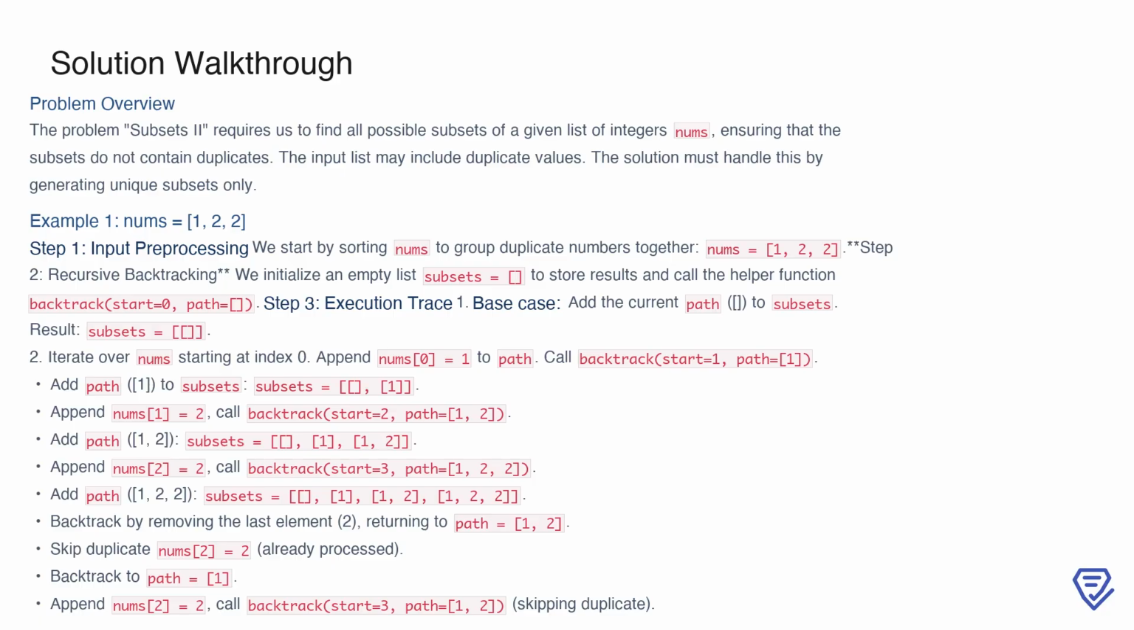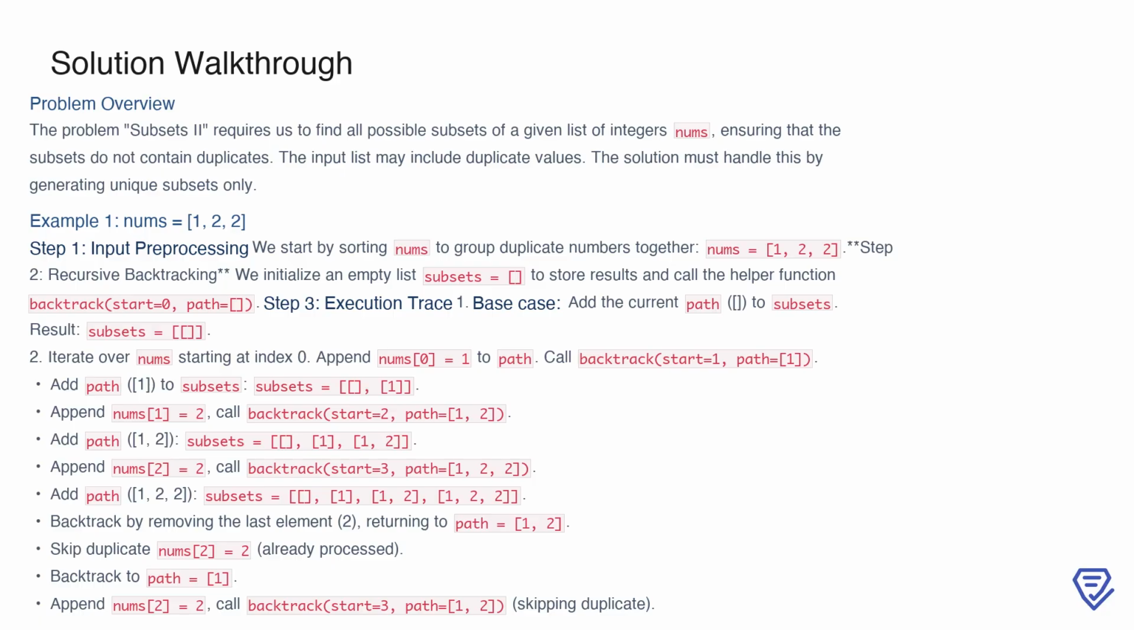Next, we employ a recursive backtracking approach to systematically explore all subset possibilities. We initialize an empty list called subsets to store the results and start with a helper function backtrack, beginning at index 0 with an empty path. At each step, we add the current path to the list of subsets. For instance, starting with the empty path, we add it to subsets, resulting in subsets equals [[]].